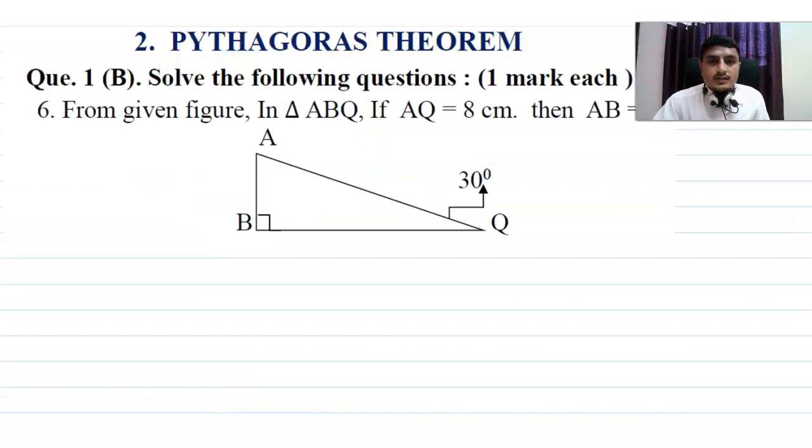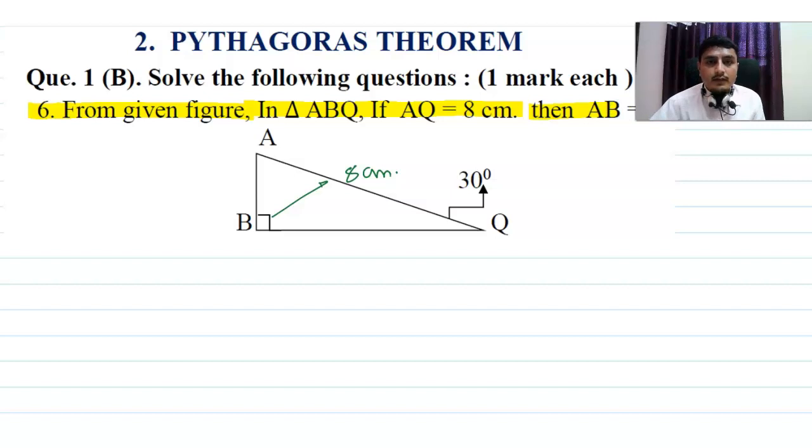Look at now the sixth sub question from question first B. From the given figure in triangle ABQ, if AQ equals 8 cm, so we have been given the hypotenuse of a right angle triangle, that is AQ, which is 8 cm, then find the value of AB.